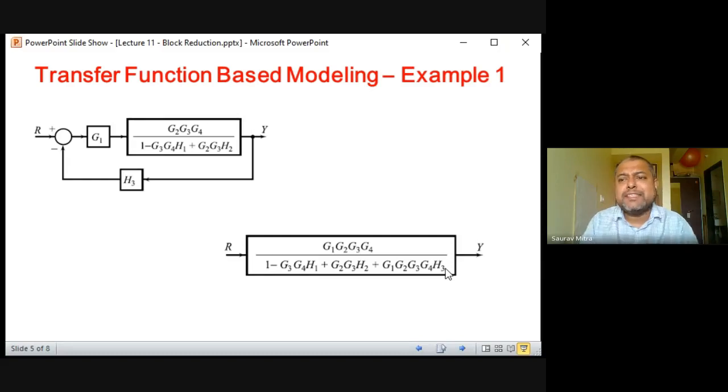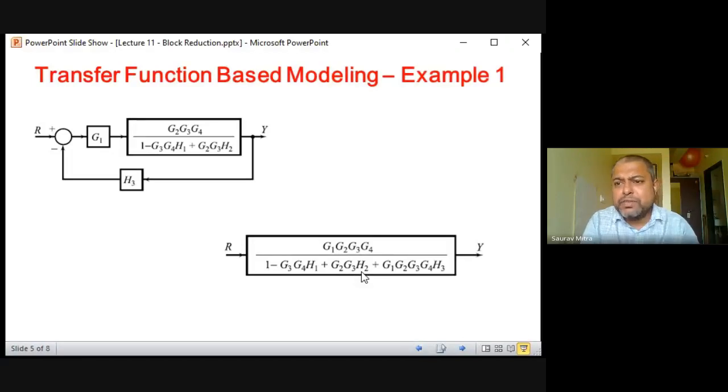Then we solve for s and find the poles of the system, and if the poles are in the left side of the s plane, we say the system is stable. So from this transfer function, what we can find is that the main body has G1, G2, G3, G4. All these four things are coming in the numerator of the transfer function. The denominator has four terms.